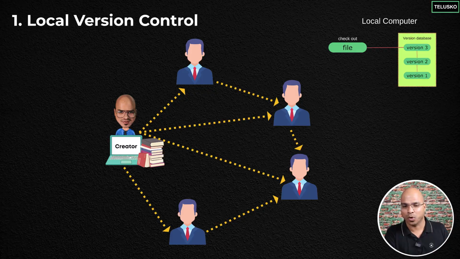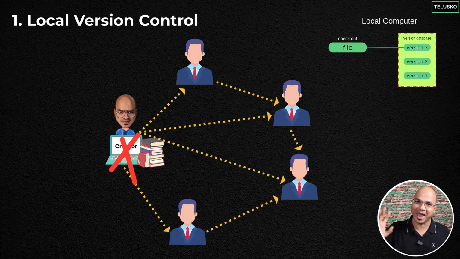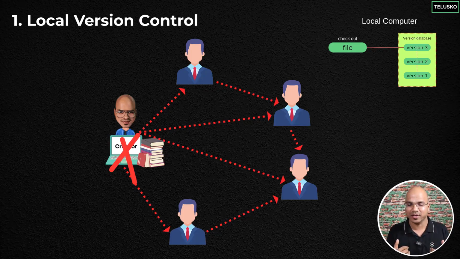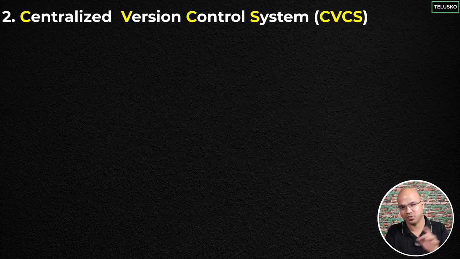And also, what if I'm relying on my machine and then one day my machine says, okay, I'm done, I'm not going to start again. How will you get your projects? And that's where you can't simply rely on a local copy. And that's where we have one more option, which is called CVCS. So VCS is version control system. CVCS is your centralized version control system.